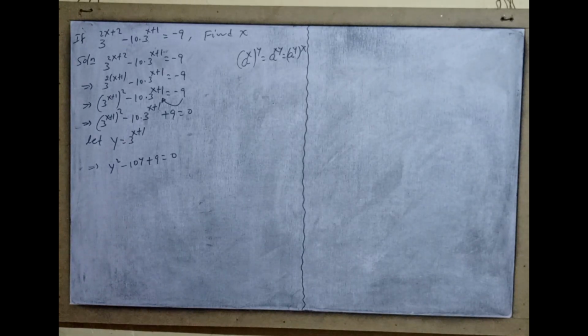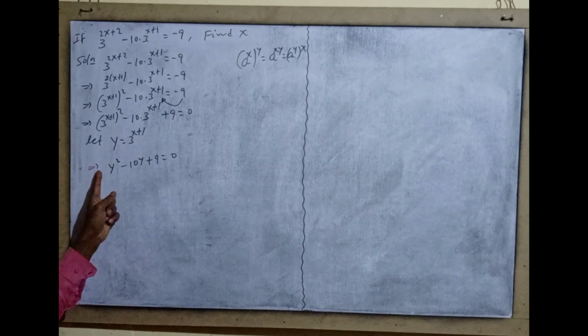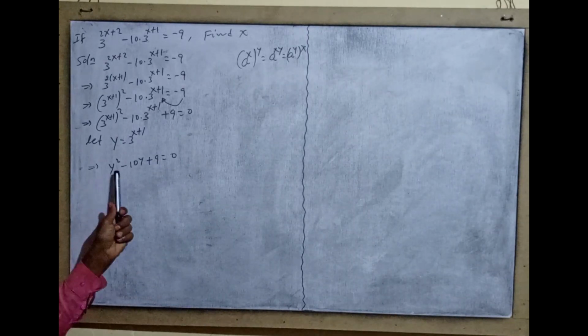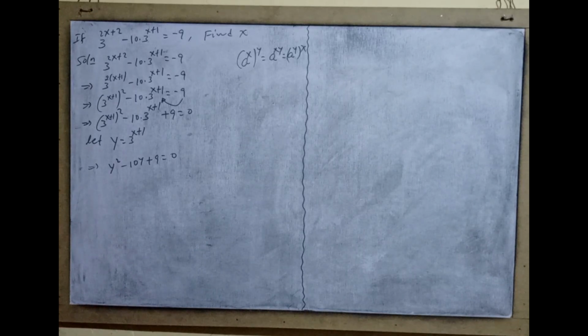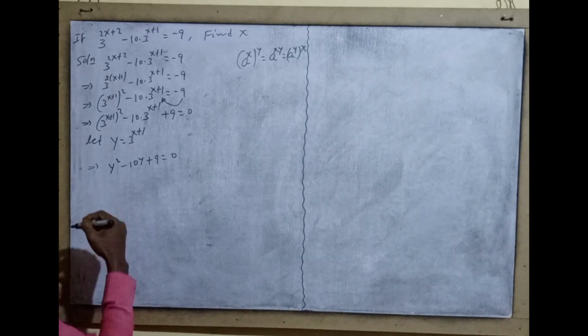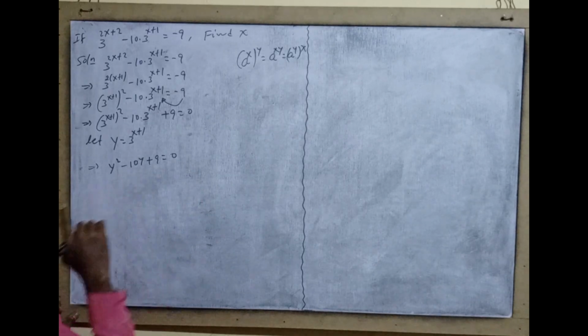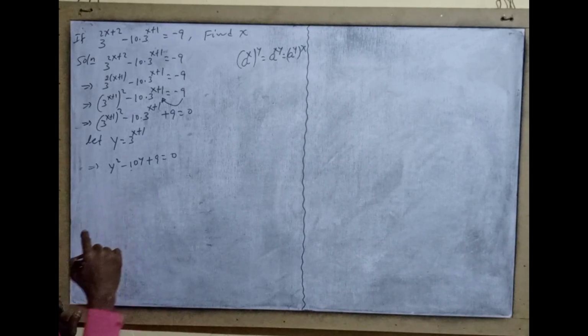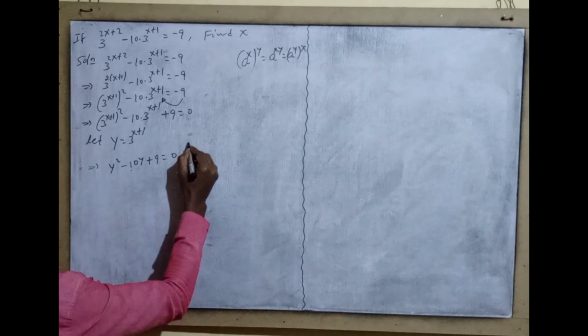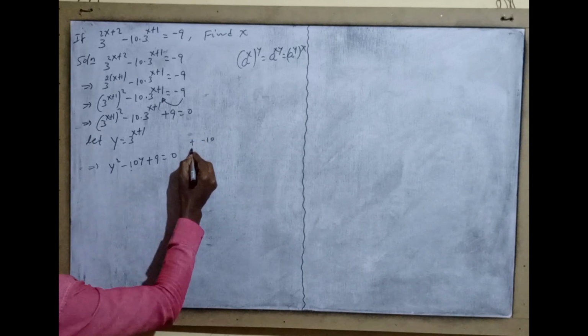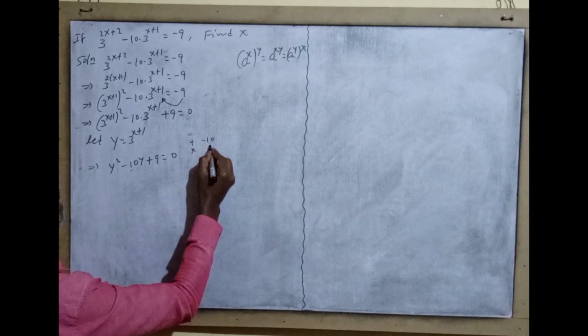This is a quadratic equation with leading coefficient 1 and constant term 9. To find the solution, we can use the factorization method, the general quadratic formula, the completing square method, or any other methods. Let's apply the factorization method because this can be factorized. Let's find two numbers whose sum is -10 and whose product is 9.